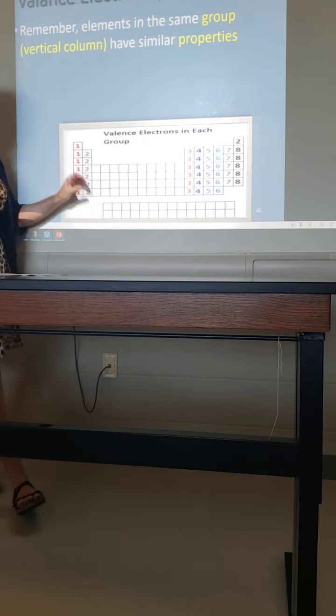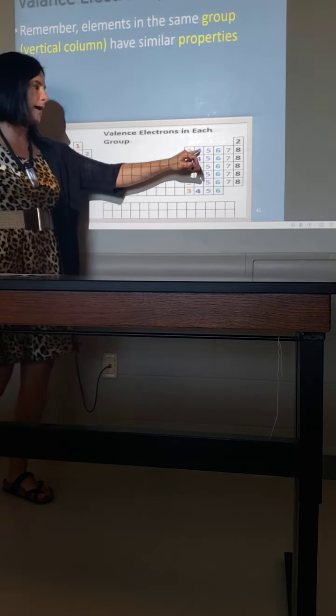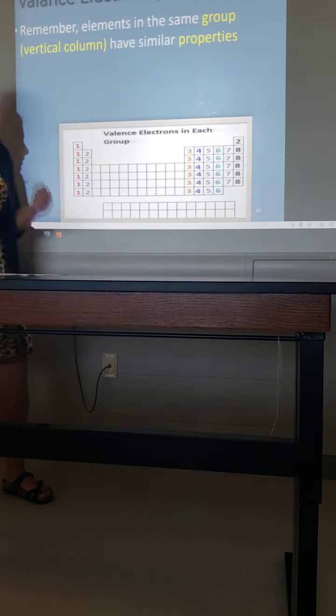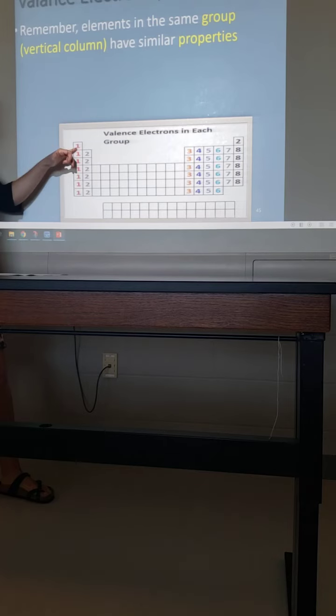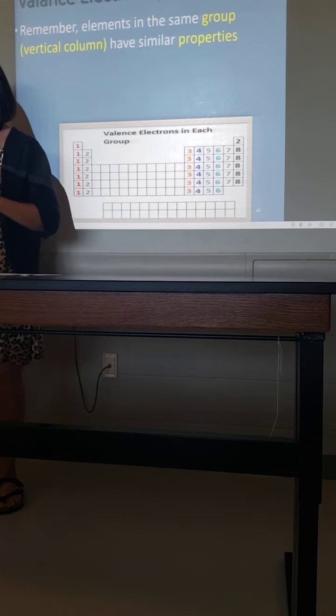A lot of times I'll say, ignore the short stack, or you're looking at your tall columns for your valence groups. But whatever valence group they're in, that's the number of electrons that they have.